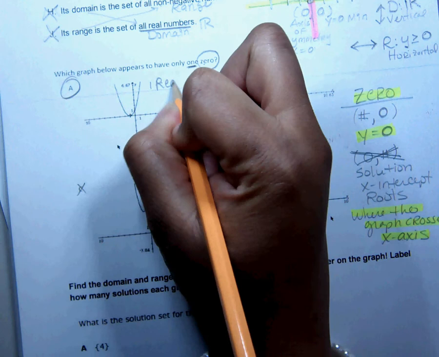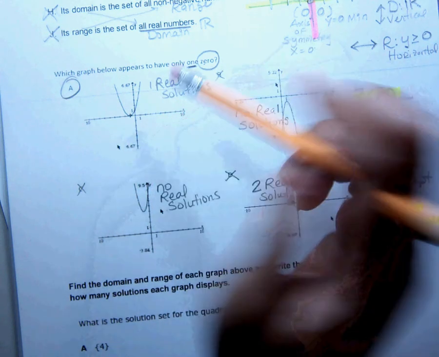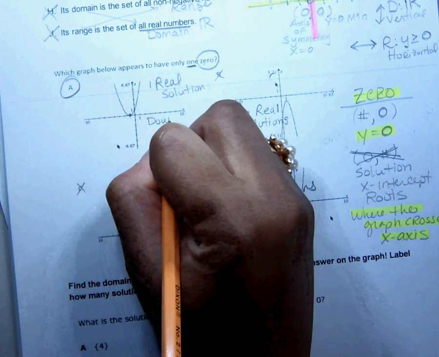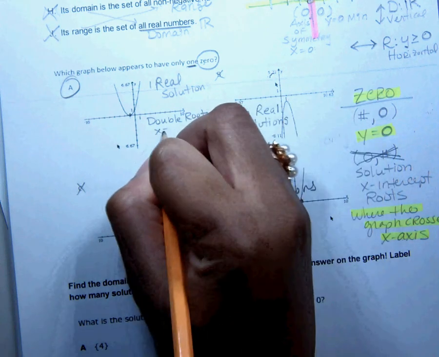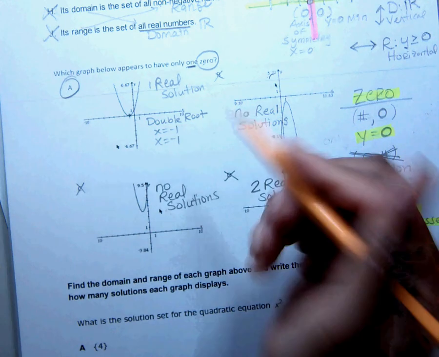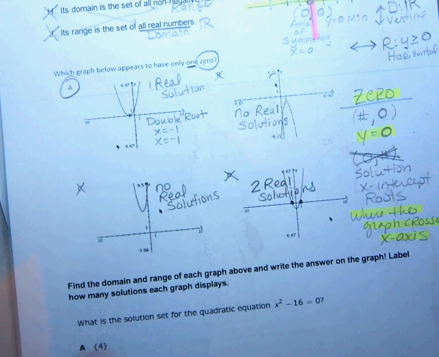What else do you need to know about these problems, these answer choices? It has one real solution. This is also called a double root. And it's called a double root because the x value repeats, like twins. Okay? So one real solution, and it's repeating. So it's called a double root. What else do we need to know?